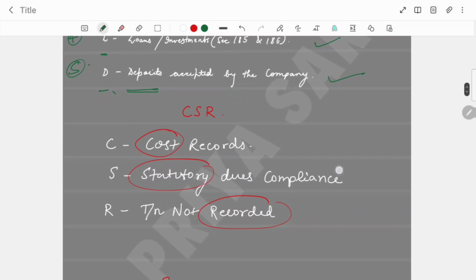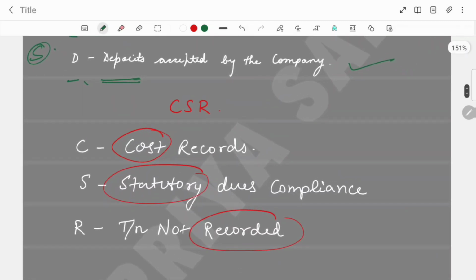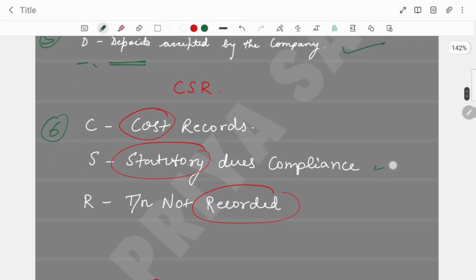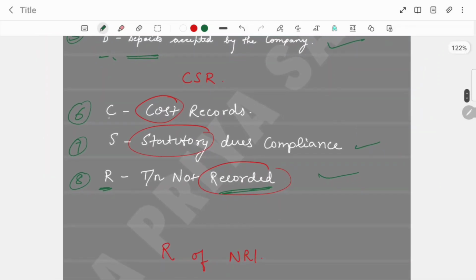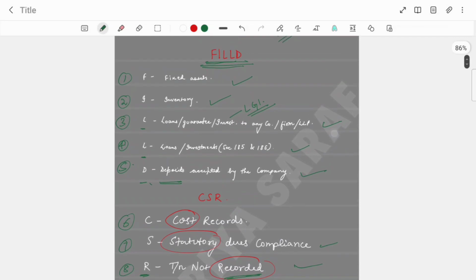Now the second memory trick is CSR. From CSR, C is cost records. So easily you can see that cost records is clause 6. Now from S it is statutory dues compliance. So this is clause 7. Now from R it is transactions not recorded. So clause 8 is transactions not recorded. So easily you can remember that clause 6 is cost records, clause 7 is statutory dues, clause 8 is transactions not recorded.